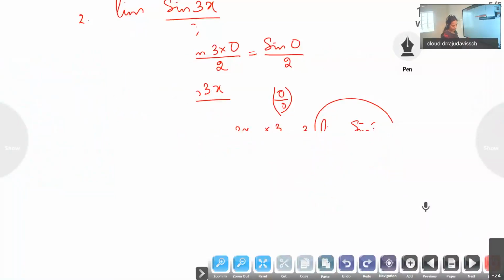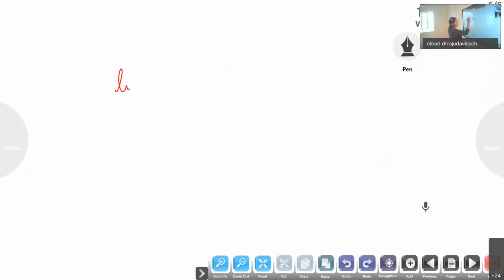Write the next question. Evaluate limit t tending to 0 of sine 4t by sine 8t. What is given here? Limit t tending to 0, t is approaching 0, sine 4t by sine 8t.